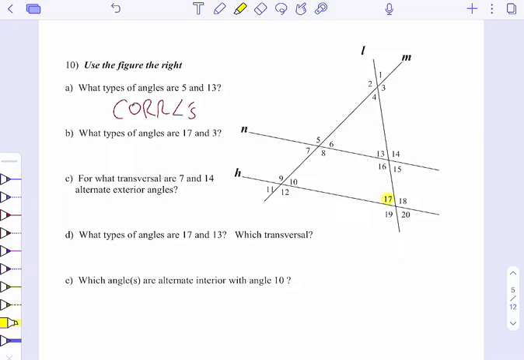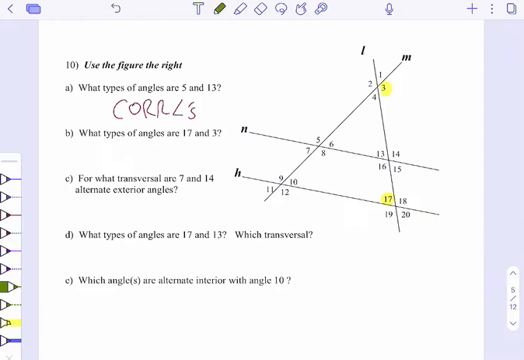What type of angles are 17 and 3? All right, 17 and 3. Before I do anything, anybody want to take a shot at this? Because you got to ignore a whole bunch of stuff here and only look at the stuff that's relevant to the problem. All right, Leo, what do you think? Is it alternate exterior? Or interior? Oh, interior, no, the interior. Okay. All right.